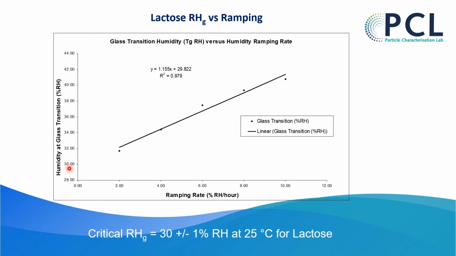And that's important for us to know if we want to engineer a formulation where we've got, let's say, a spray-dried lactose. So this allows us to determine the critical humidity where we're stable or unstable with respect to a glass transition temperature. This is for a lactose.